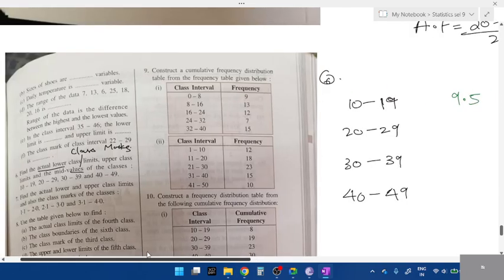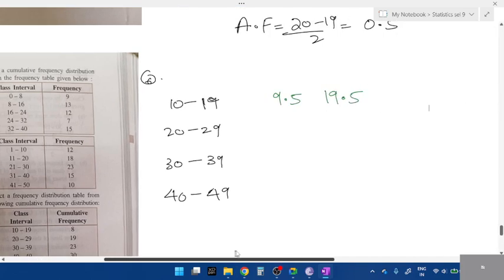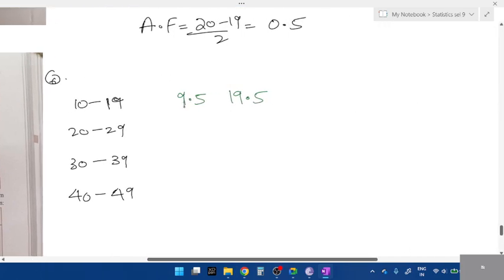What else do we need to find here? True upper limit and actual lower limit. Actual means true. This is the actual lower limit, this is the actual upper limit after conversion. Okay, tell me the next one. For 20 to 29, what's the answer? No, not 20. The answer is 20.5? For the lower limit, you have to subtract.